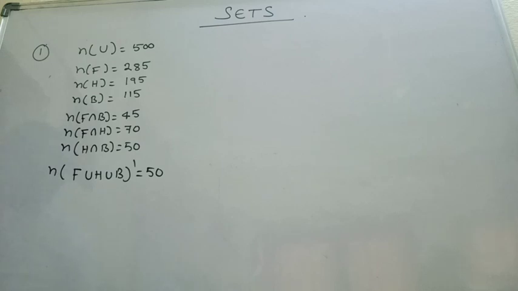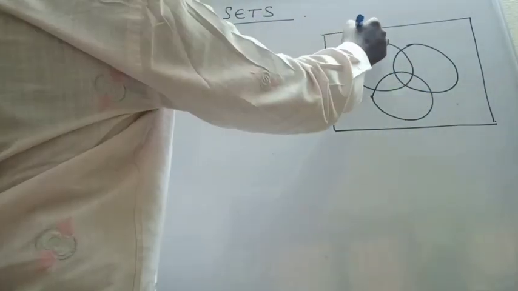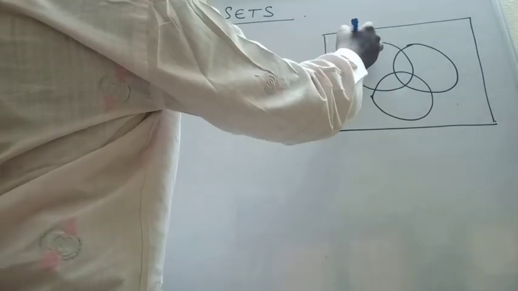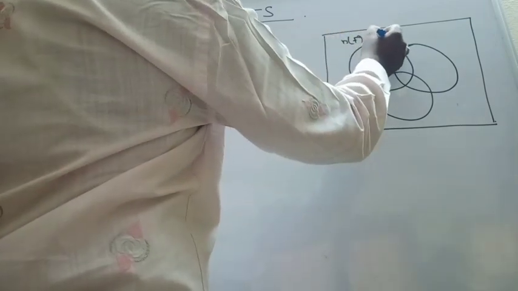We have here the information. Now, how many watch all the three games? See my dear students, we can do this nicely with a Venn diagram. We have three sets which indicate the three games. One is football. N of f, football, is equal to 285 here.